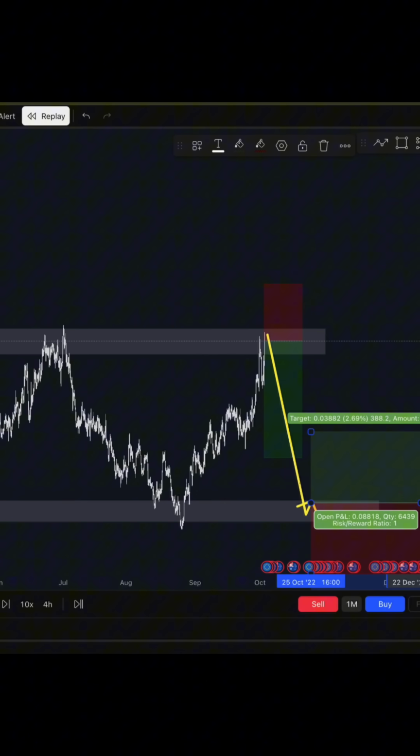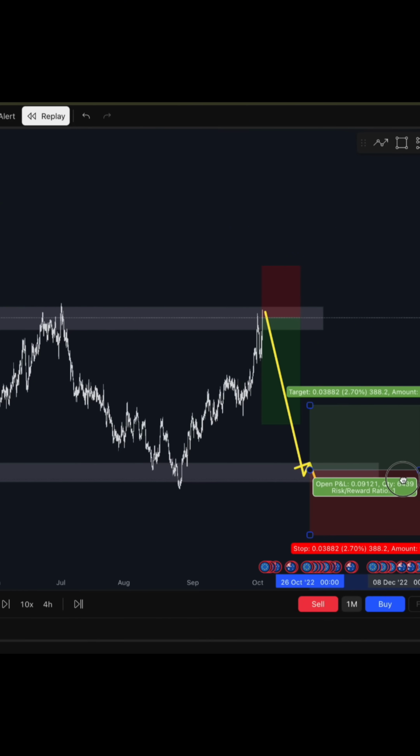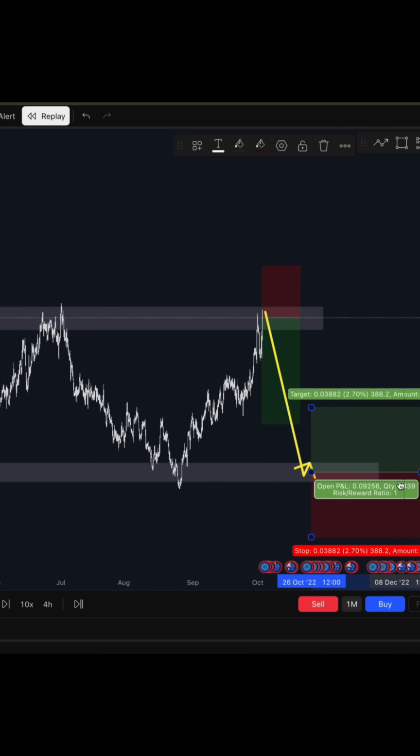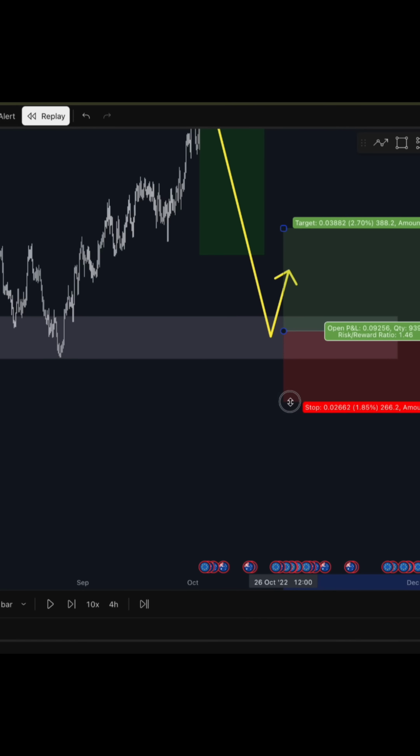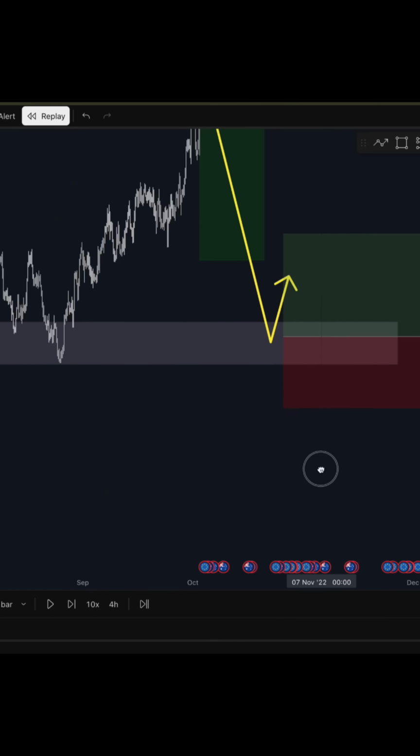You would buy here at the support zone. You generally want to make sure your entry is somewhere inside the zone, right? So it'd probably be something like this, maybe close to the bottom or somewhere near the top, or my personal favorite, somewhere right in the middle. In this case, I would put a stop loss maybe about right here, right? It's not smothering the trade. It's not too close, but it's not too far, right?